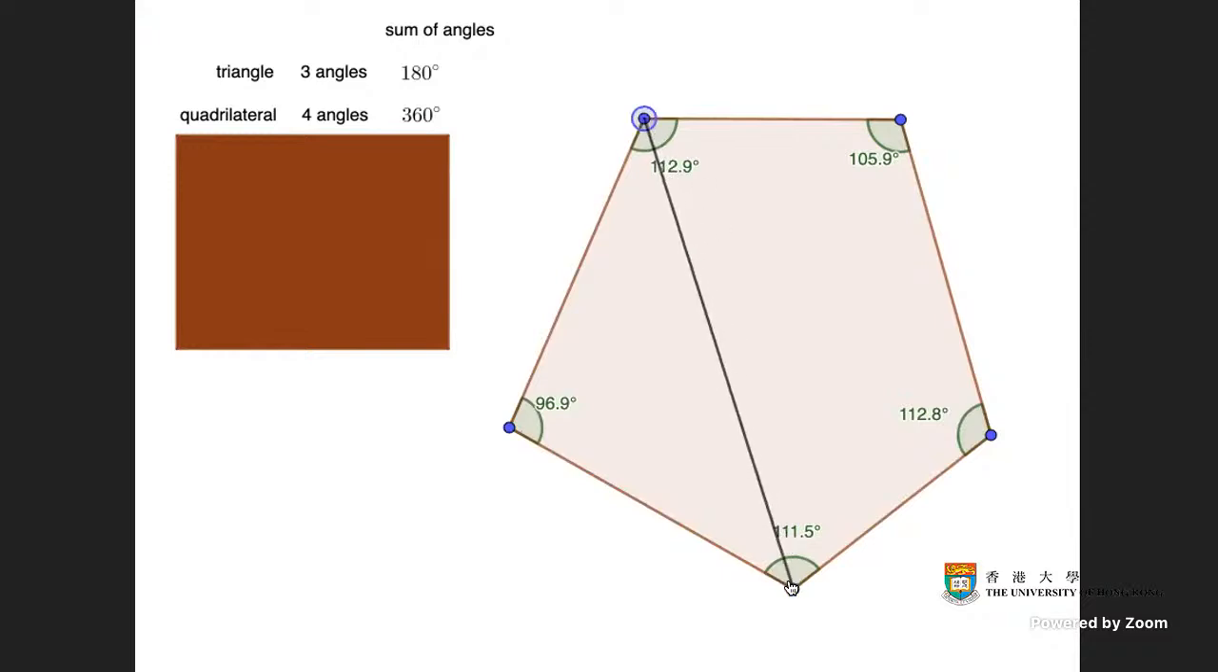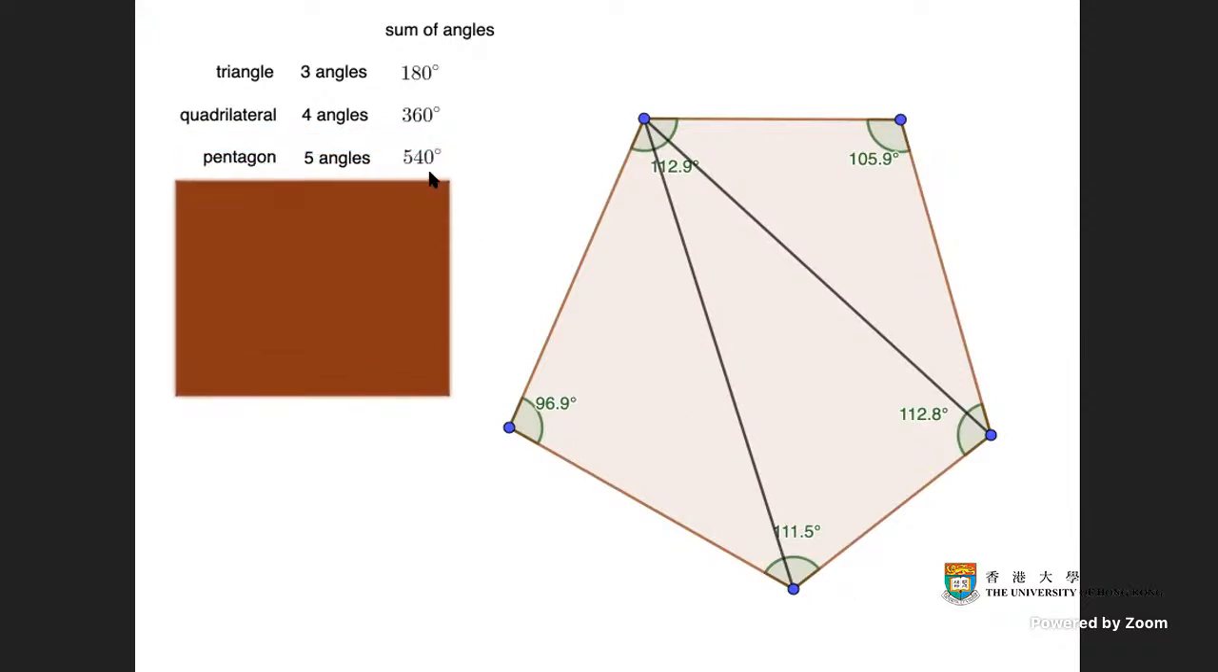you can divide it into triangles, but this time you need 2 diagonals like this in order to divide it into 3 triangles. Then you will see that the original 5 angles of the pentagon are actually the combination of the angles of the 3 triangles. So if the sum of the 3 angles in a triangle is 180 degrees, then the sum of all the 5 angles of the pentagon will be 3 times 180 degrees, which is 540 degrees.